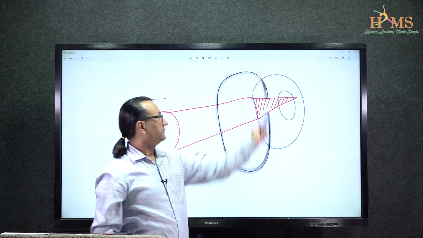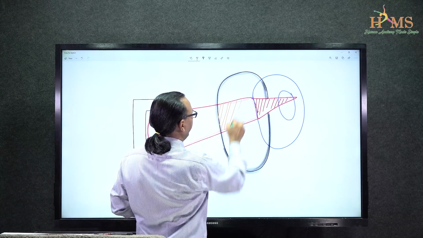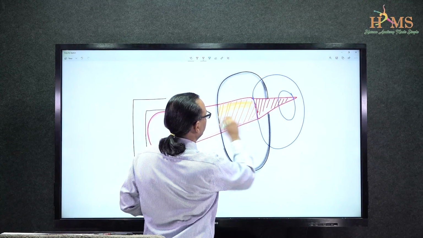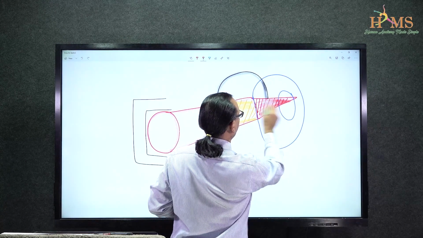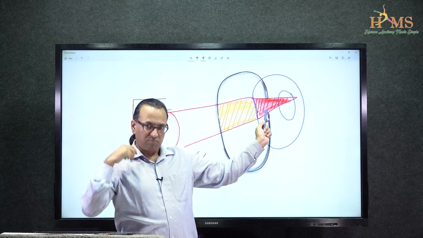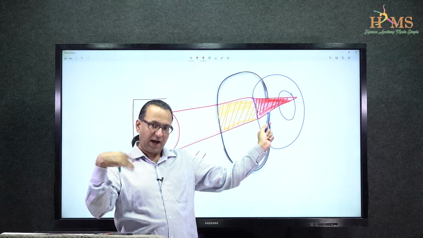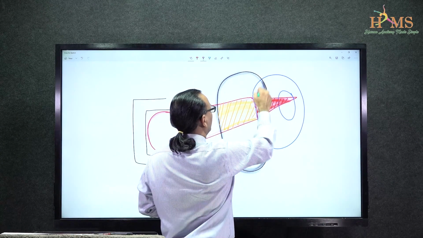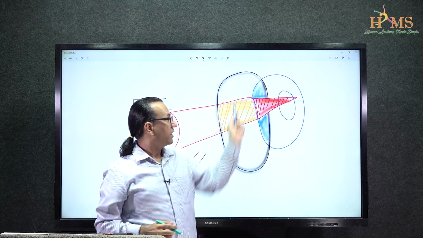And as we mentioned, the left kidney will be relating to the body of the pancreas and not the tail of the pancreas, because tail of the pancreas relates with the hilum of the spleen. So which is the most anterior structure? The tail of the pancreas. And what is behind that? The spleen. Then what will be behind the spleen? Behind the spleen will be the kidney.